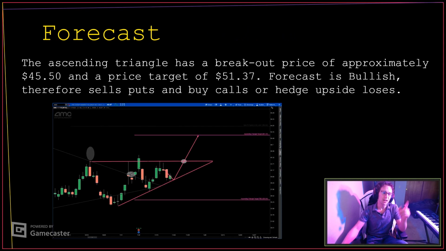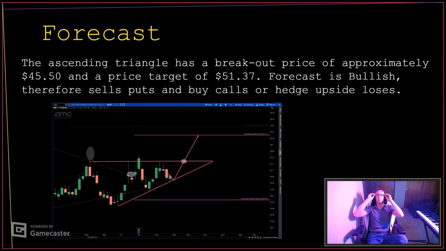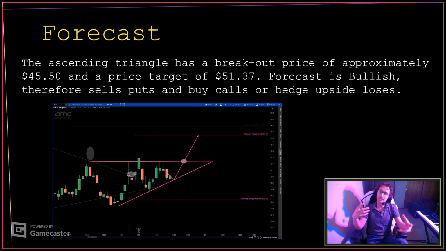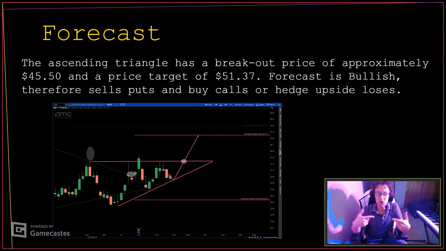So let's talk about the forecast. The ascending triangle has a breakout price of approximately $45.50 and a price target of $51.37. The forecast is bullish. Therefore, selling puts and buying calls or hedging upside losses is appropriate. This is going to dictate my strategy, and so what I'm going to do is put together a diagonal spread in which I essentially short theta.